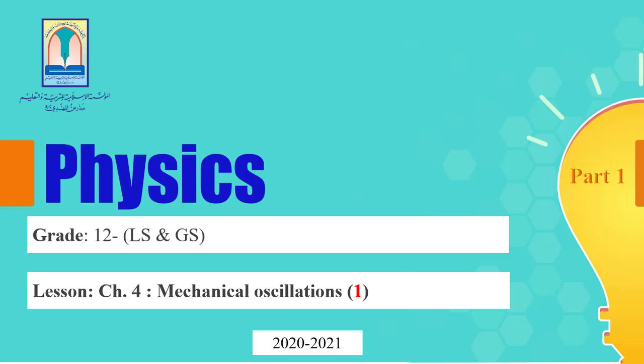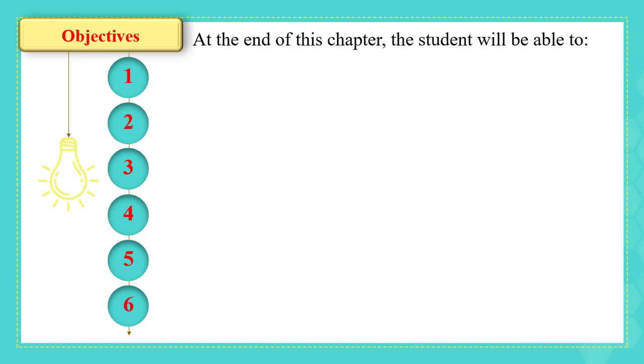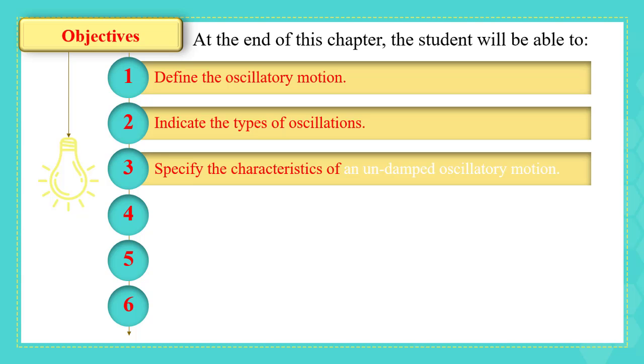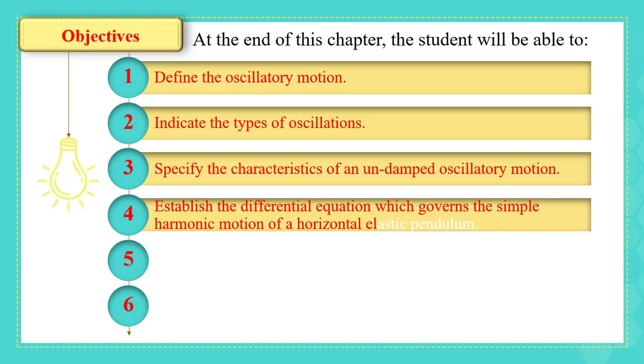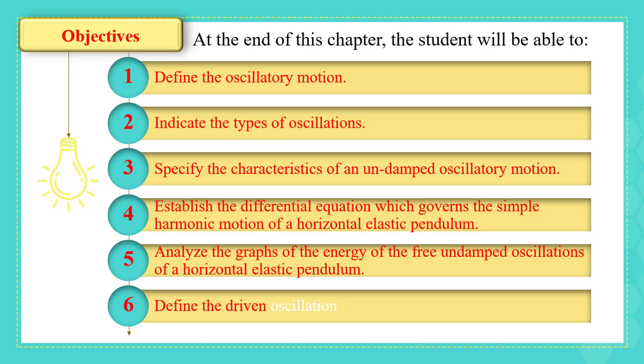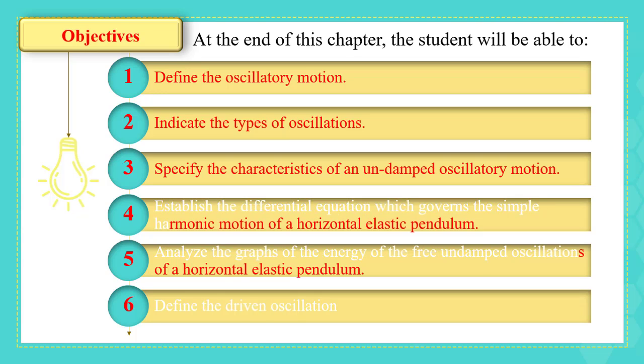This is the first part of Chapter 4, Mechanical Oscillations. At the end of this chapter, we're going to be able to define the oscillatory motion, indicate the types of oscillations, specify the characteristics of an undamped oscillatory motion, establish the differential equation which governs the simple harmonic motion of a horizontal elastic pendulum, analyze the graphs of the energy of the free undamped oscillations of a horizontal elastic pendulum, and finally define the driven oscillation. Mainly in this part, we're going to talk about the first three objectives.